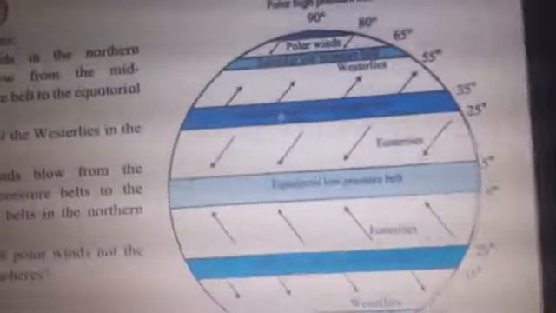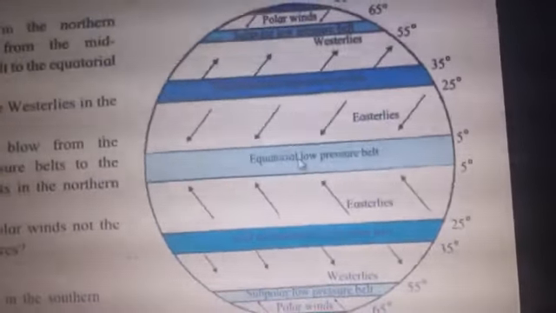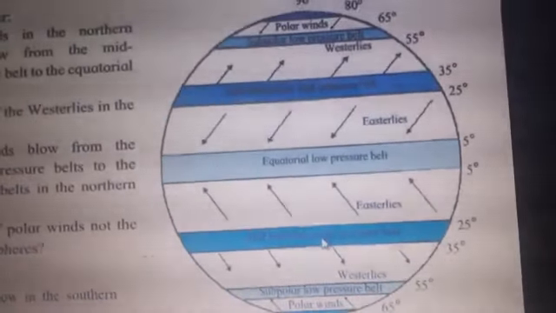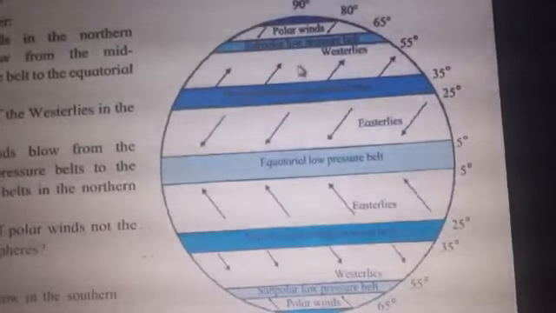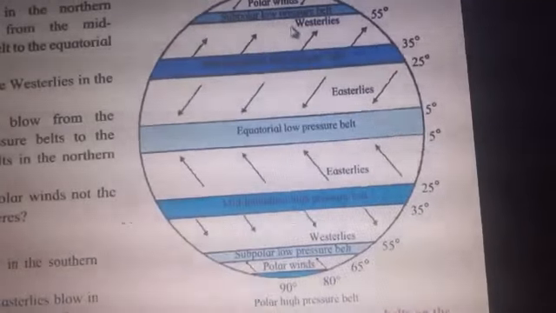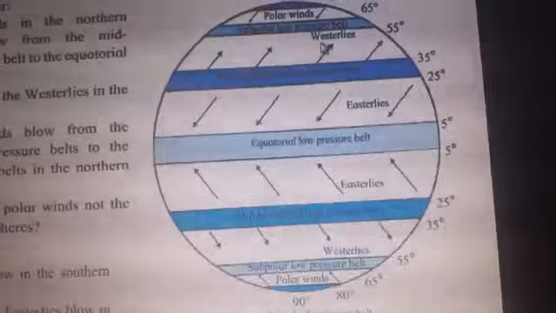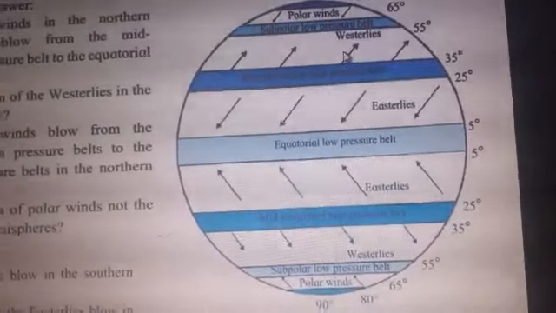Next question, which planetary winds blow from mid-latitudinal high pressure belts to the subpolar low pressure belts in the northern hemisphere? So children, this is the northern part. From the equator to the pole it is northern, and down it is the southern hemisphere. So let us see in the northern hemisphere. They have asked from mid-latitudinal to the subpolar low pressure belts, which winds are blowing? That is the westerlies. Westerlies blow.